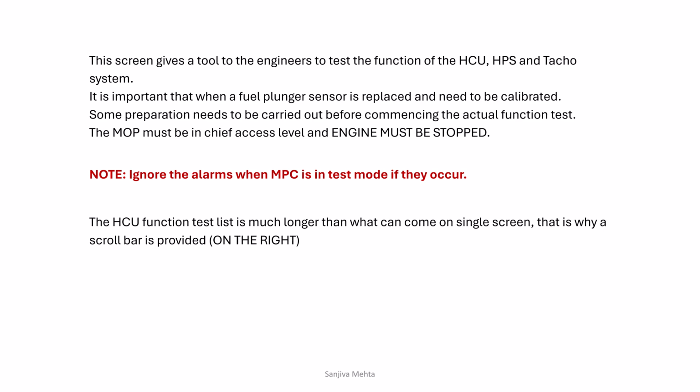The HCU function test list is actually longer. Only a little list I have shown you, which can come on a single screen. On the right side there is a scroll bar. You scroll down and you will see a whole list of items. You can print out that list or whatever. Many things you can do. You can take a printout when you're working.